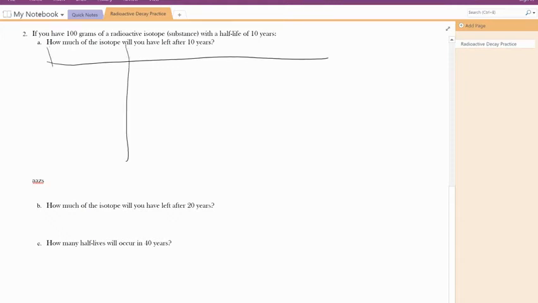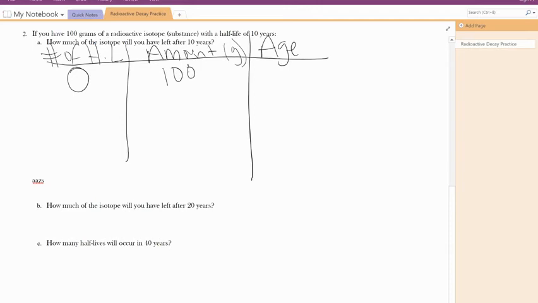So this is going to be the number of half-lives. This is going to be the amount. And in this case, it's going to be in grams, because we're now talking about 100 grams of a radioactive substance. And then this is going to be the age, or the number of years that have gone by. So we always start with 0. At 0 half-lives, we are starting with 100 grams of the substance. And 0 time would have gone by, because that's our starting amount.